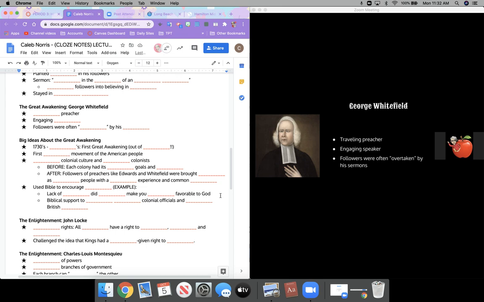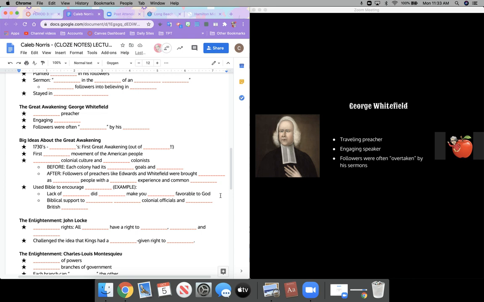So you see these, like on TV shows or documentaries or movies, there's a preacher standing on the stage or at the pulpit, and the followers are swaying back and forth, hands in the air. Some are speaking in tongues, some are dropping to their knees. That was the followers of George Whitefield. Okay, they were so into what he was saying that they could feel it.